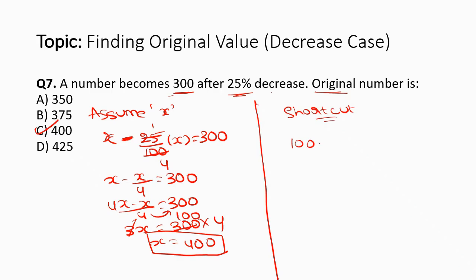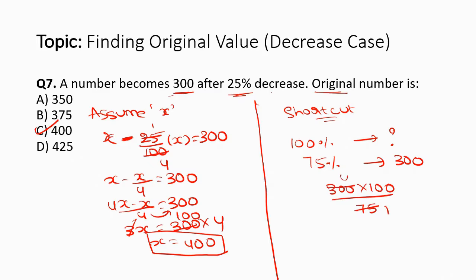Same 100, without we don't know the position number, so 100% question mark. After a 25% decrease, 100 minus 25 is 75%, it became 300. Just cross multiply 300 into 100 by 75. 75 ones, 75 fours, 400. Okay, you can choose any of the methods.